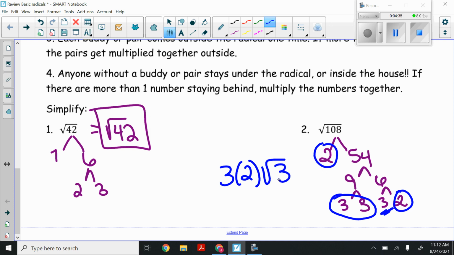Anything that came out together gets multiplied together. So 3 times 2 gets me 6. Square root of 3 left behind. So my answer is 6 square root of 3.